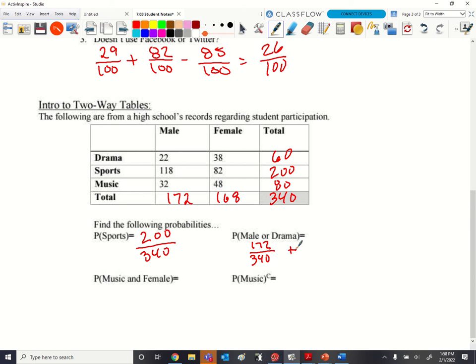Drama. 60. So very good, drama. So it's going to be 60 out of 340. But now, is there overlap? How much overlap is there?